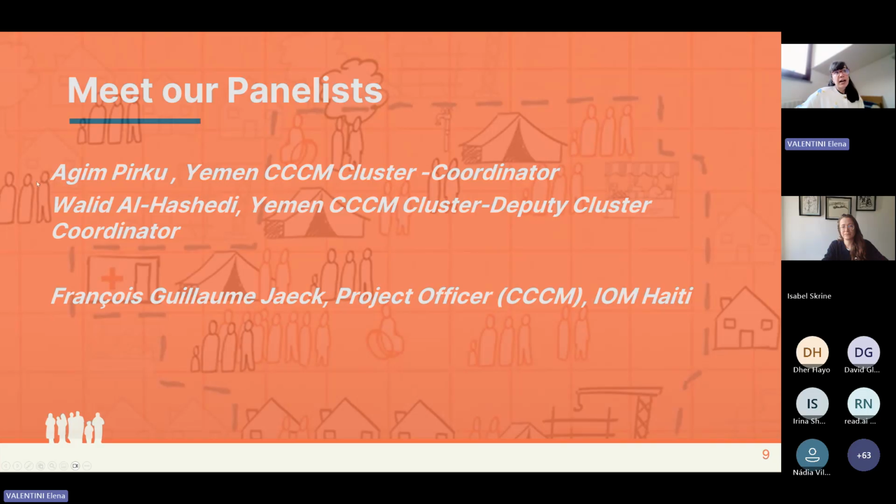So we will first have Agim and Walid from the Yemen CCCM cluster sharing their experience on area-based site management and, before that, area coordination in CCCM, and how they operationalize this from a cluster coordination perspective. And then we will have Francois Guillaume from IOM Haiti, looking at how coordination can be operationalized in an area-based site management framework through community resource centers. So with no further ado, I hand over to Agim and Walid.